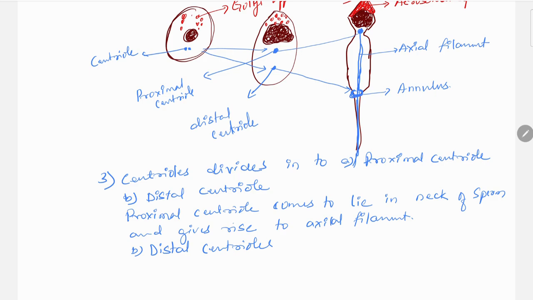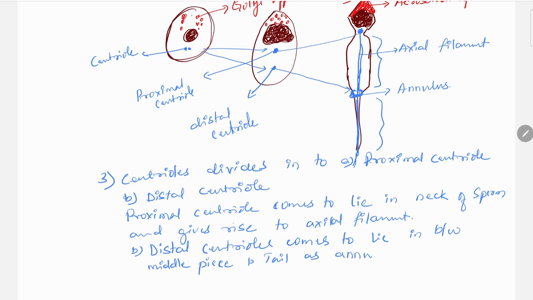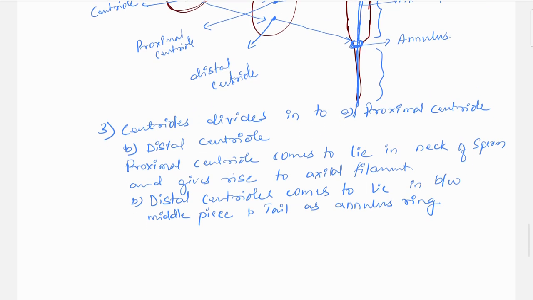What it will do? Distal centriole comes to where? Okay, comes to lie in which part? Middle piece and tail piece. Okay, in between middle piece and tail as what it is called as annulus ring. Correct? Annulus ring. So next, what happened? See what happens here, I will tell you.